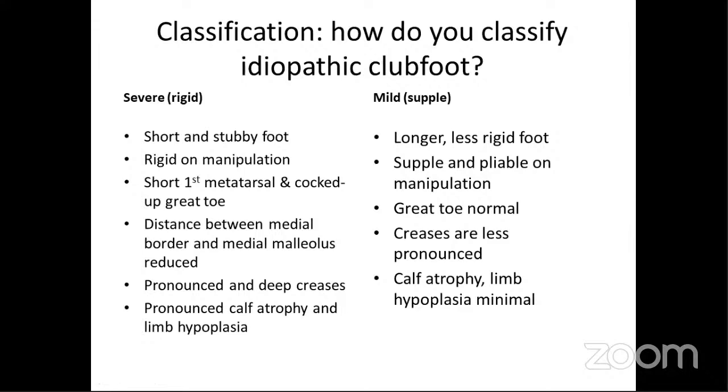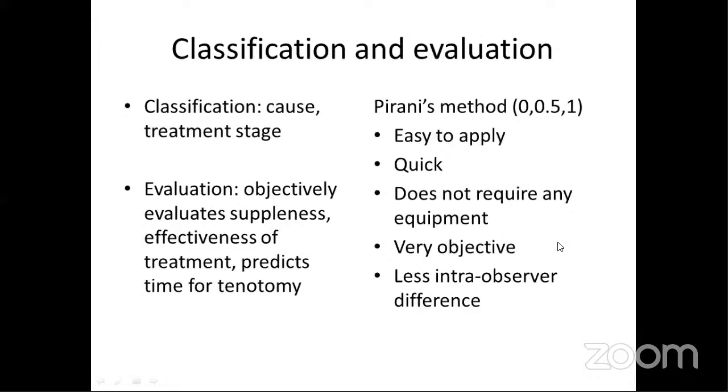Classification. Now, classification actually does not matter. We usually classify it into a severe or rigid foot, or a mild and supple foot. By definition, a short and stubby foot, which is rigid on manipulation, with a short first metatarsal and cocked up great toe, is called a rigid foot. So whenever you are examining a patient of idiopathic clubfoot, please manipulate and correct the deformity gently. If it is resistant, then most likely it's a rigid foot. On the other hand, if it is a longer, less rigid foot, supple and pliable to manipulate, and the great toe is normal, it will more commonly be a supple or mild variety.